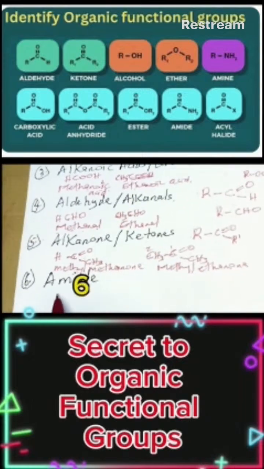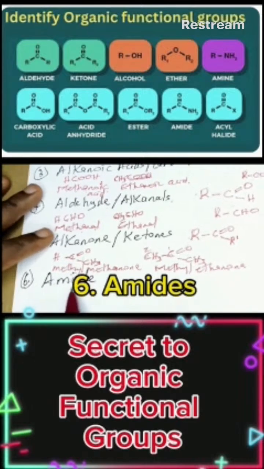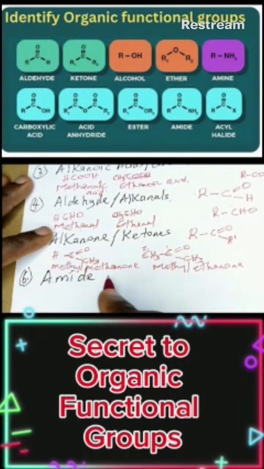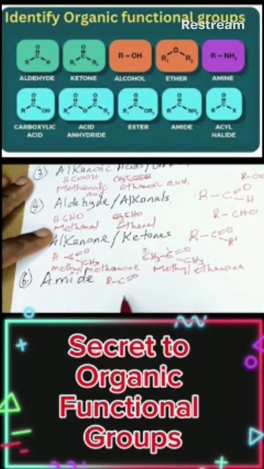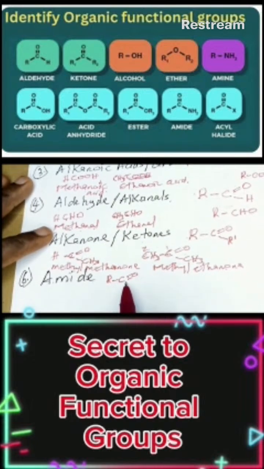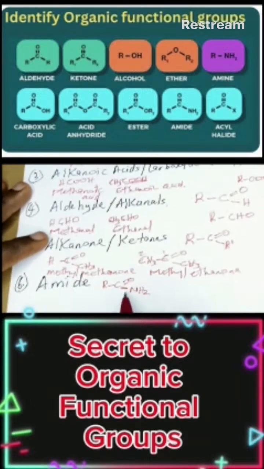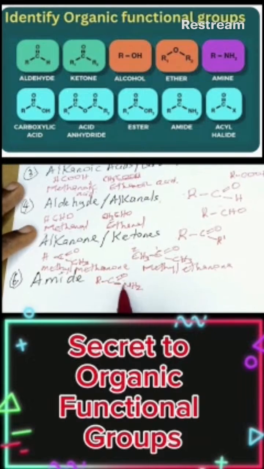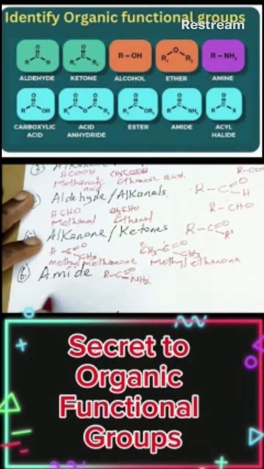Let's go to number 6. The 6th one is the amide. Amide comes up whenever you replace, instead of having OH here, you have an amine, NH2. And this is called amide because of the presence of this amine. You know, in carboxylic acid there will be OH here. Instead of OH, we have the NH2, which is the amine. What do we do now? Let's go for an example.